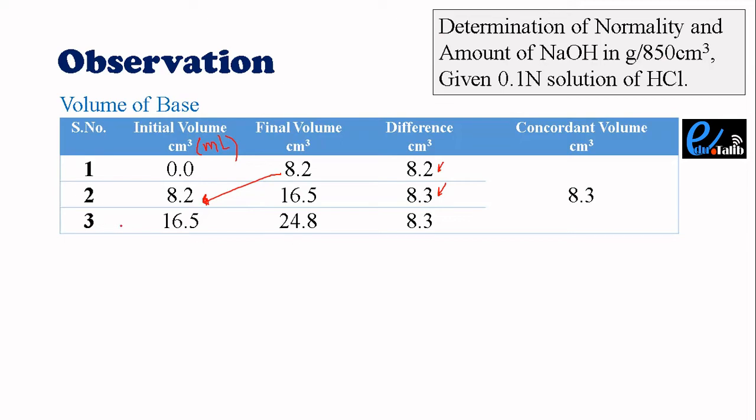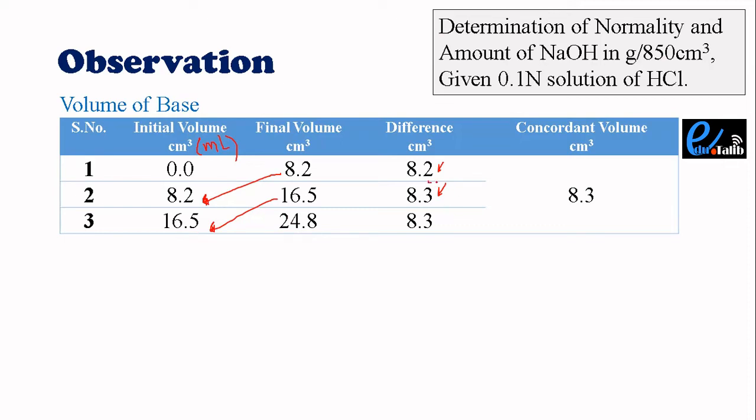So this is set 3. For set 3, the initial point was the final reading of set 2, so I'm taking the initial reading as 16.5 centimeter cube. After taking the complete reading, when the light pink color appeared for set 3, the burette was showing 24.8 centimeter cube. So what was the difference? 24.8 minus 16.5 is equal to 8.3.